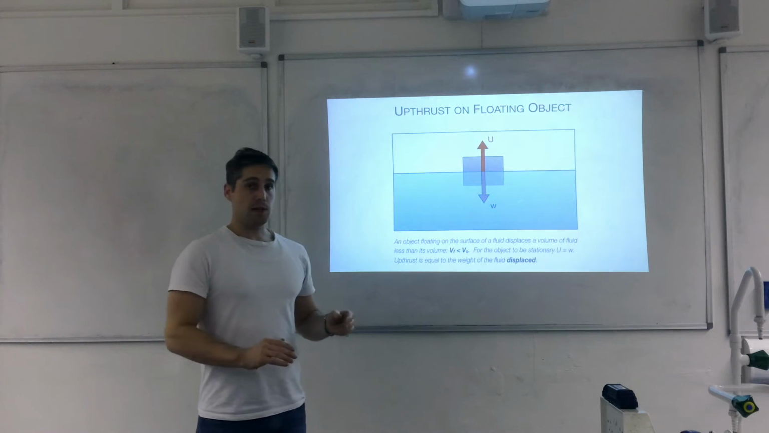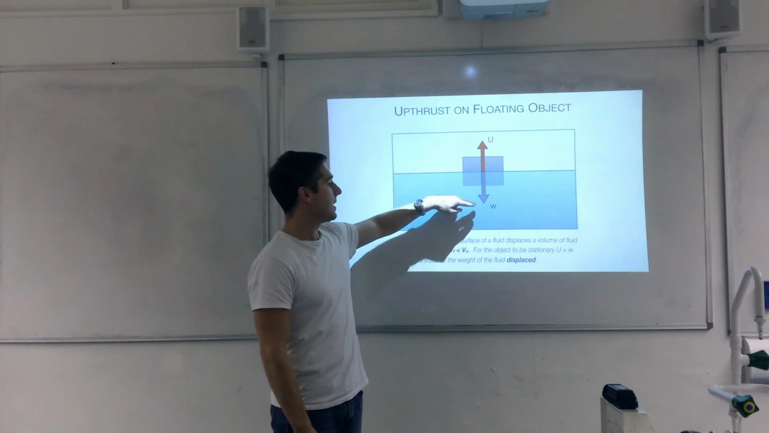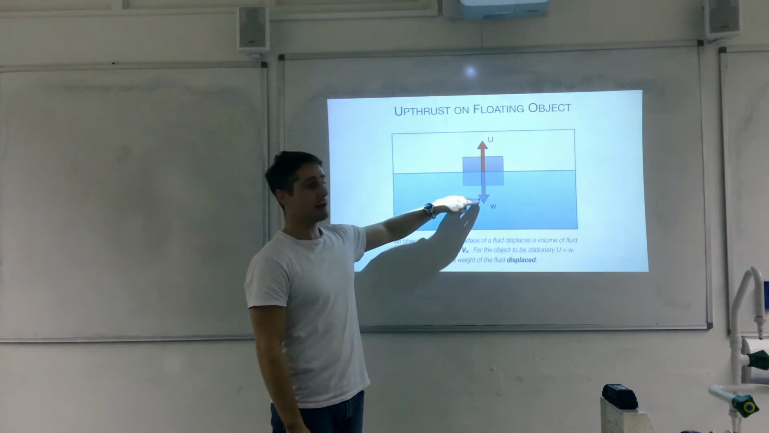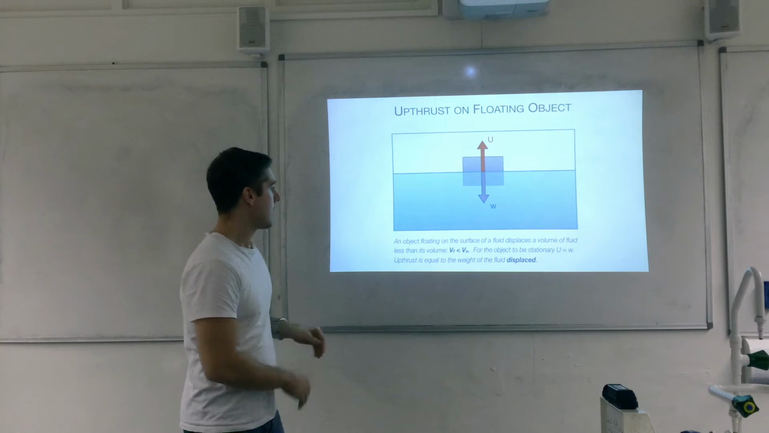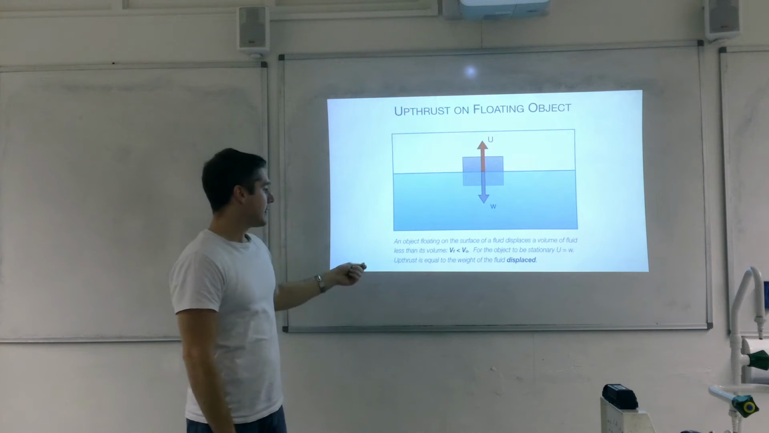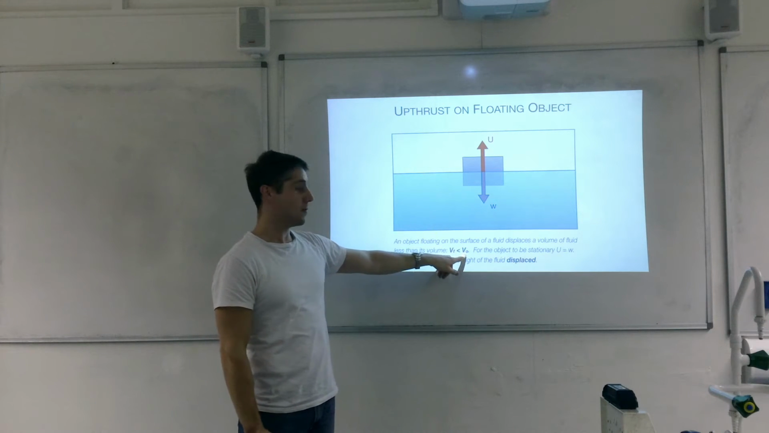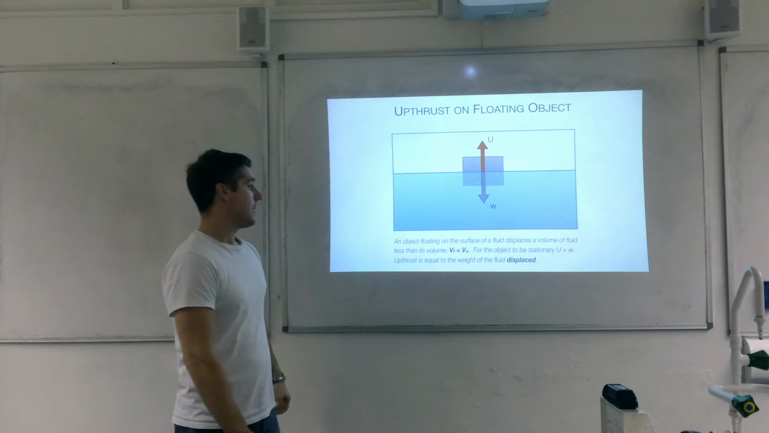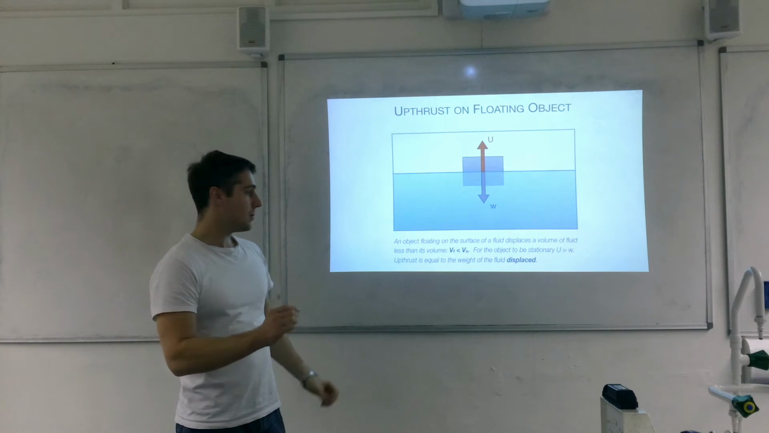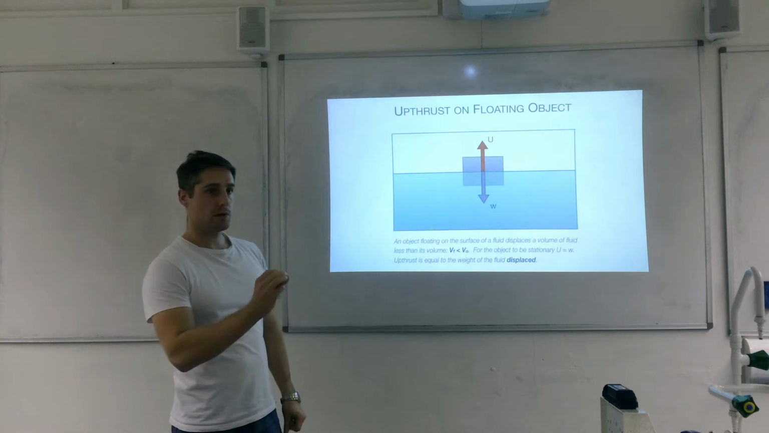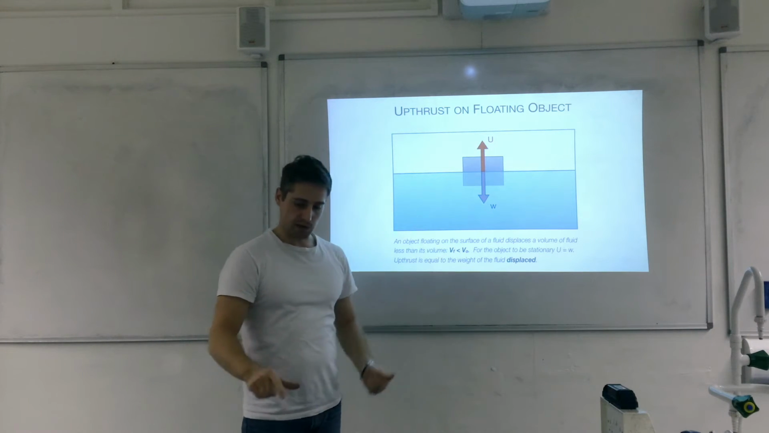If it's floating and it's stationary, then it must be the case that the object's weight is equal to the upthrust, so the net force is 0. In this case, the volume of the fluid that is displaced is less than the volume of the object itself. And so for the object to be stationary, U equals W, that's the weight of the object, and the upthrust is equal to the weight of the fluid that's displaced.